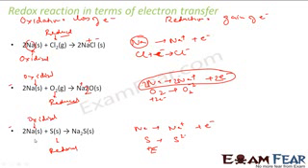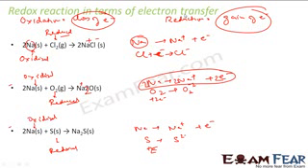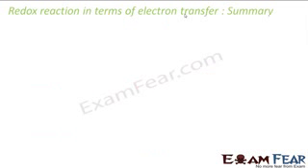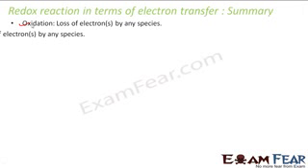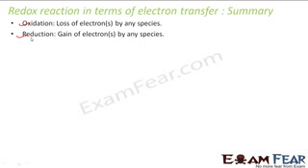But in some cases the old definition fails. So we will not try to solve questions based on the old definition. We will always try to use this definition of electron transfer: loss of electron, oxidation; gain of electron, reduction. Correct. So the summary is pretty clear. Oxidation is nothing but the loss of electron of any species. Reduction is nothing but the gain of electron for any species.